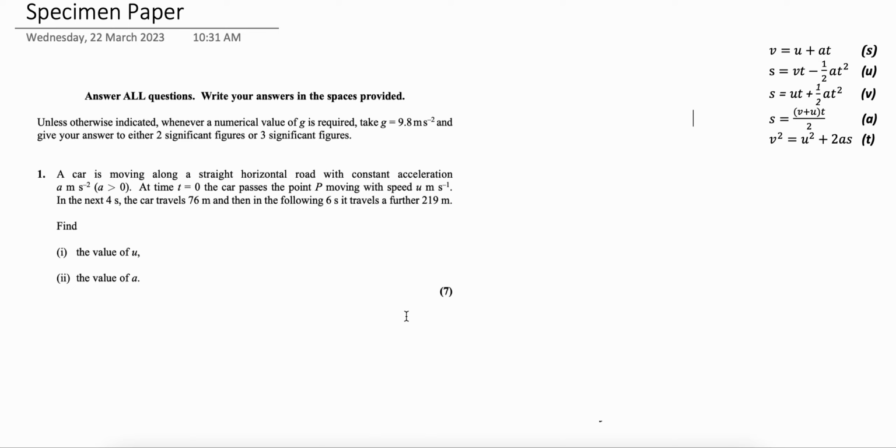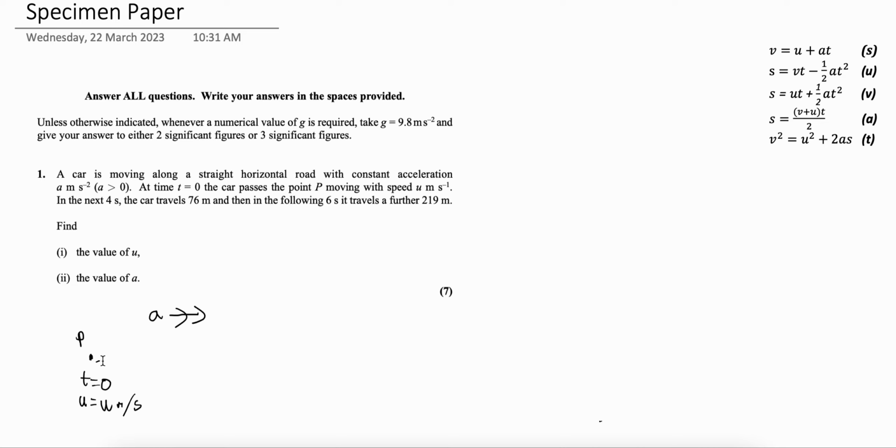Specimen paper, M1. We're going to start with question 1. A car is moving along a straight horizontal road with constant acceleration. So we draw our acceleration with a double arrow. At time t equals 0, the car passes point P. It has an initial velocity at this point of 5 meters per second.